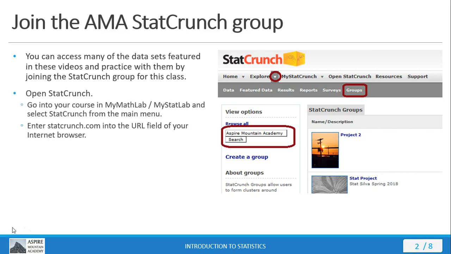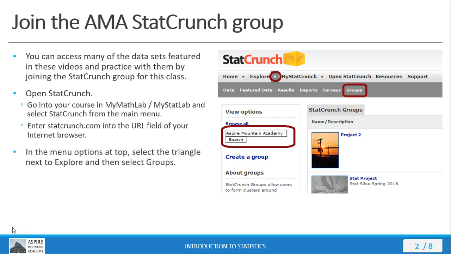Now, to get there, you want to go to the StatCrunch website. There are two ways to get there. If you're already enrolled in a class that uses the Pearson product MyMathLab or MyStatLab, you can access StatCrunch there in the main menu options. Alternatively, you can point your browser to statcrunch.com. Once you log in, look for the little triangle next to Explore in the main menu options at the top, click on it, and then in the drop-down menu that appears, select Groups.